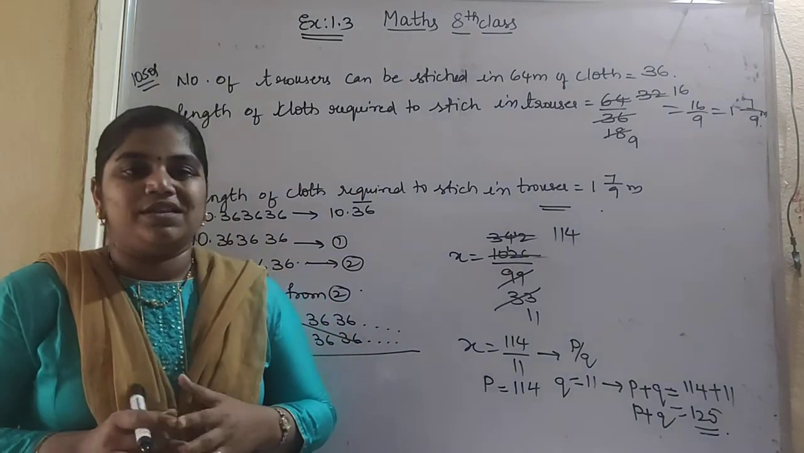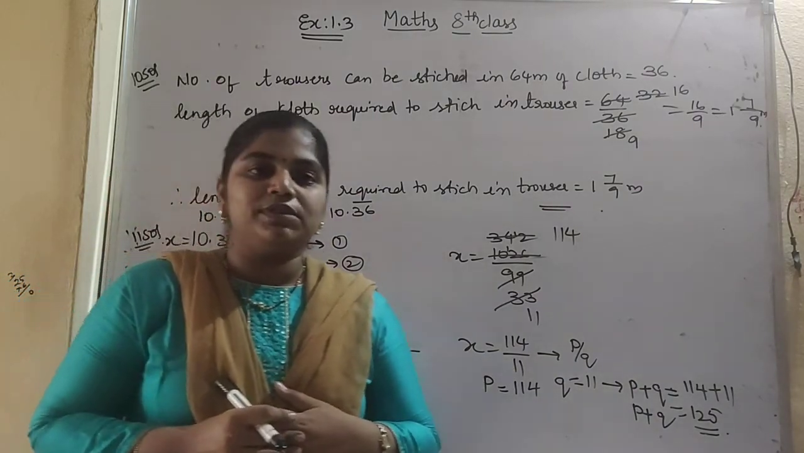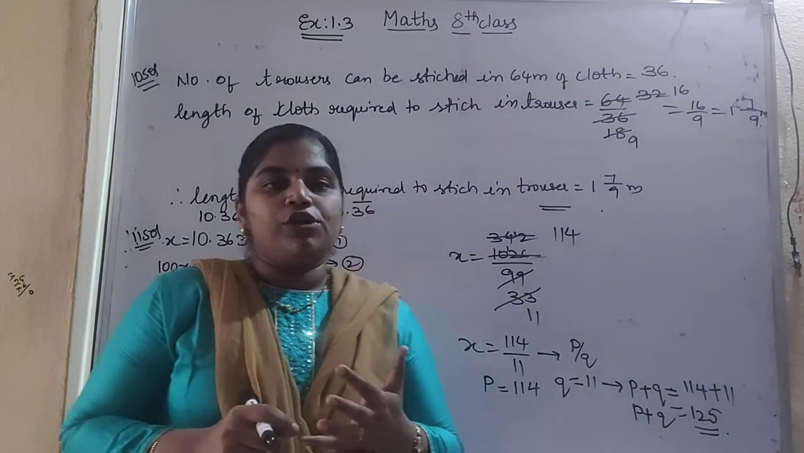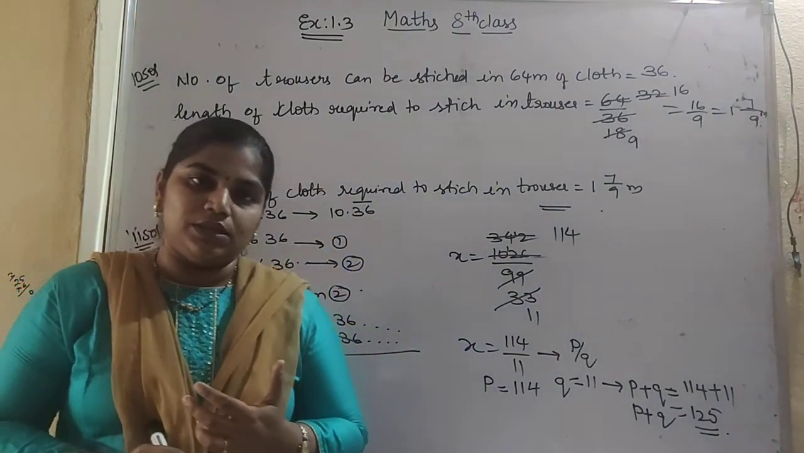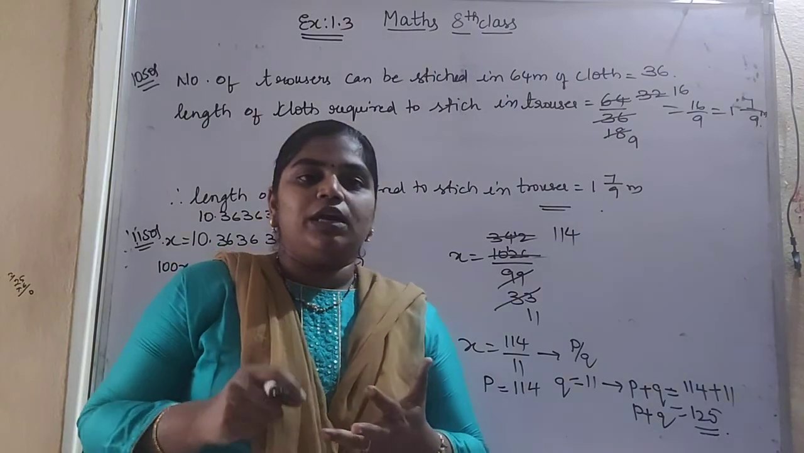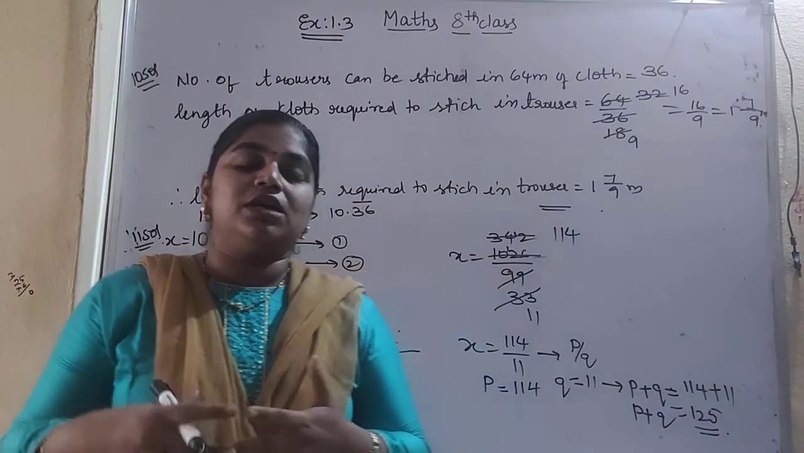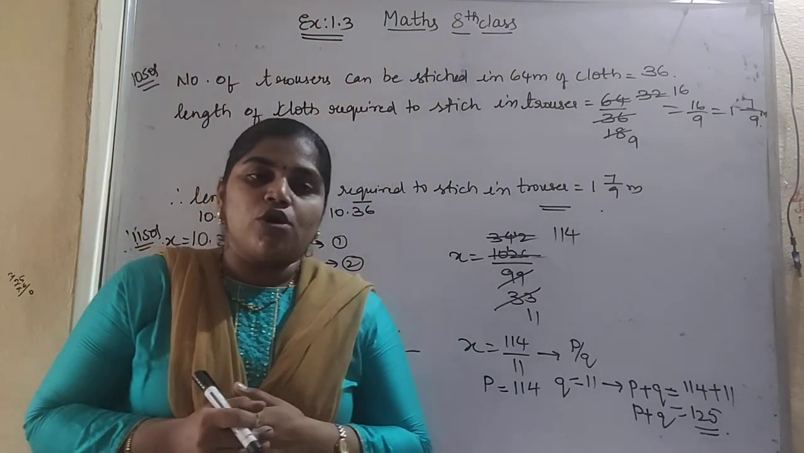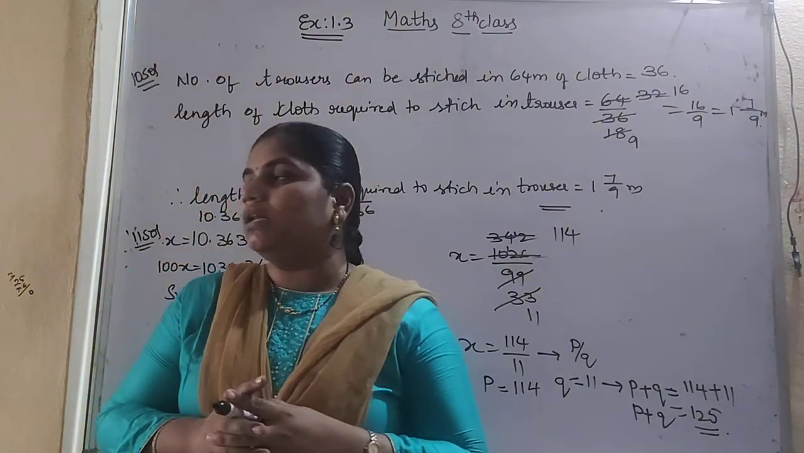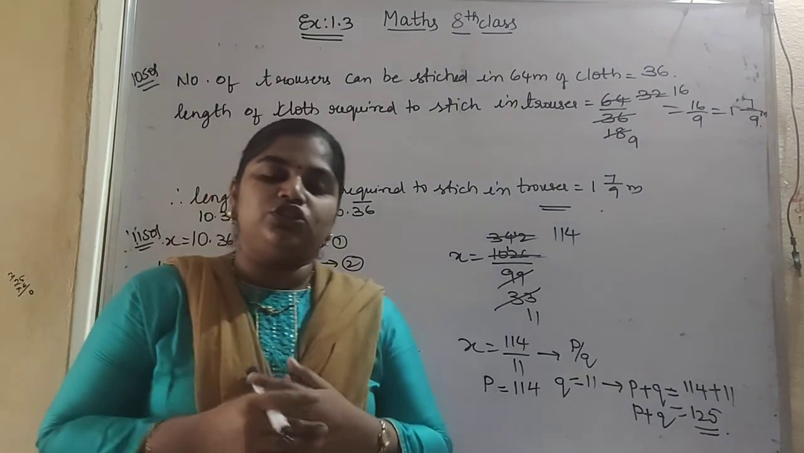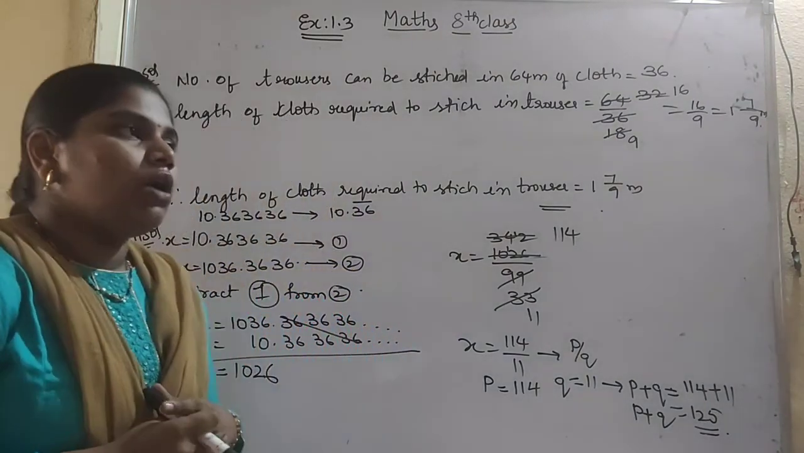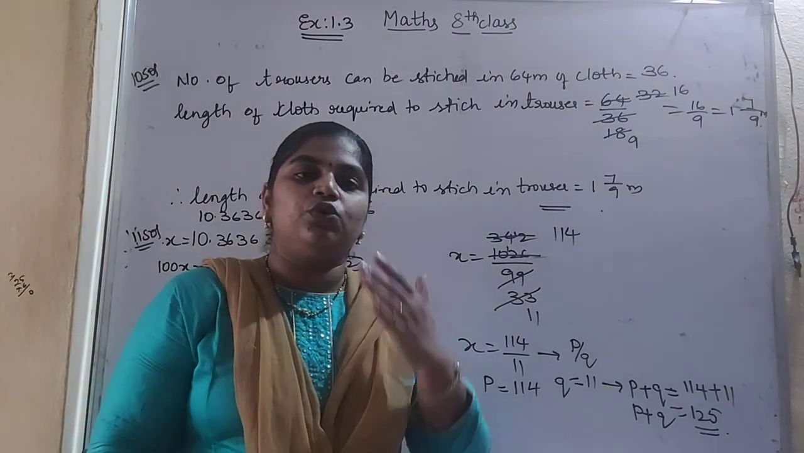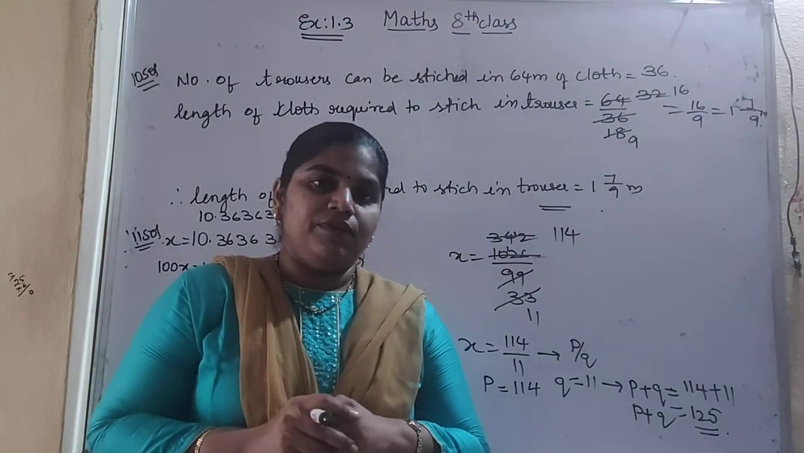And non-terminating decimals are again divided into two types. One is non-terminating repeating decimals and the other is non-terminating non-repeating decimals. Non-terminating non-repeating decimals are called irrational numbers. And the former, non-terminating repeating decimals, are called rational numbers. How to convert these non-terminating repeating decimals into rational numbers we have also learned.